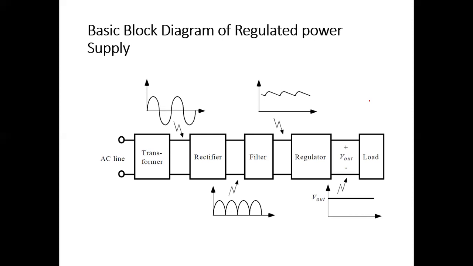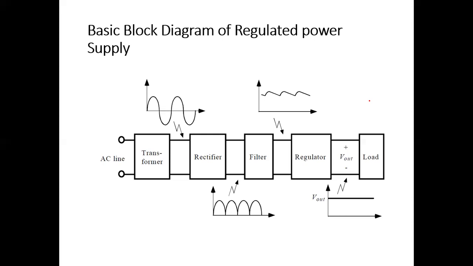Okay, so this is the basic format of the RPS. First, the AC line is given to the transformer. Then it is given to the rectifier, which, as we know, always converts AC to DC. Then it is given to the filter. Generally, the filter is a capacitor. We have different kinds of filters, LC filters, RC filters. Then it is given to the regulator.